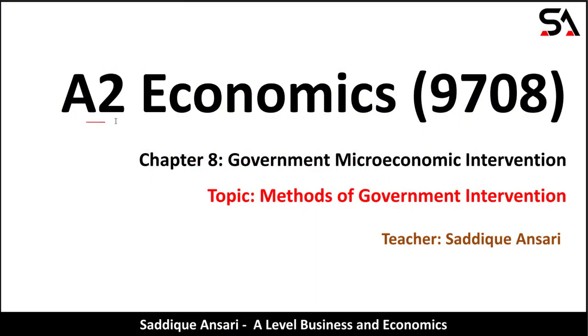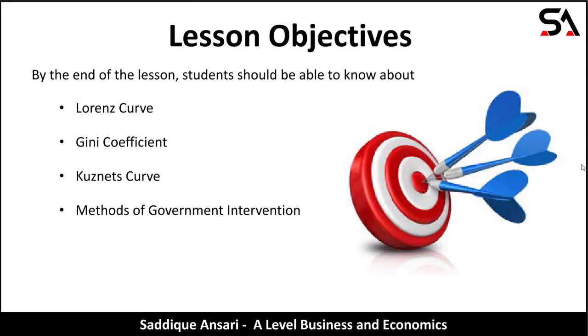In A2 Economics today, we'll be discussing methods of government intervention in chapter number 8. In chapter number 8, we have the following topics along with the labor market. Labor market we have already covered, so we'll be discussing Lorenz Curve, Gini Coefficient, Kuznets Curve.